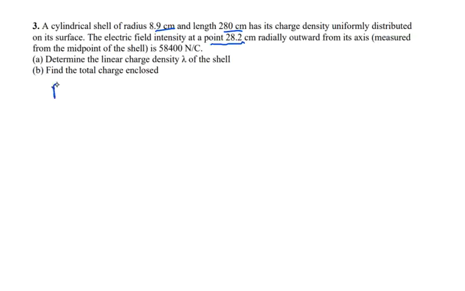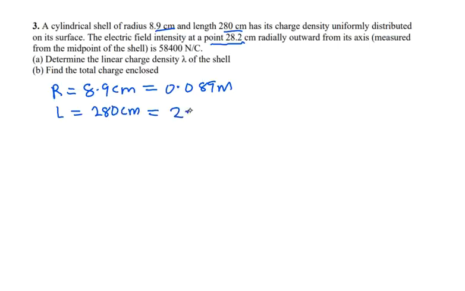We have that the radius of the cylinder is 8.9 cm, which is 0.089 in meters, and we have the length of the cylinder to be 280 cm, which is 2.80, that's 2.8 meters.